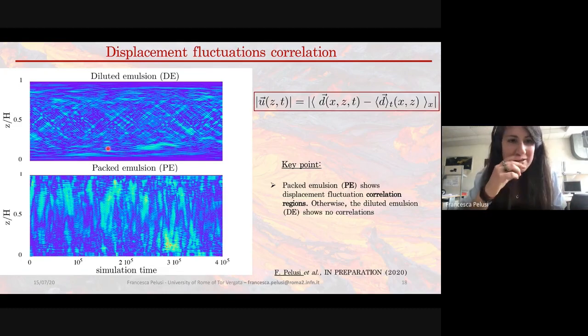Here there is a map of the modulus of the absolute value of this observable, looking at the spatial and temporal correlations. You can see that in the dilute case, we don't have many correlated regions in space and time, but it's very evident if you look at what happened in the packed case. So this is evidence about the existence of a spatial correlation between the droplets.